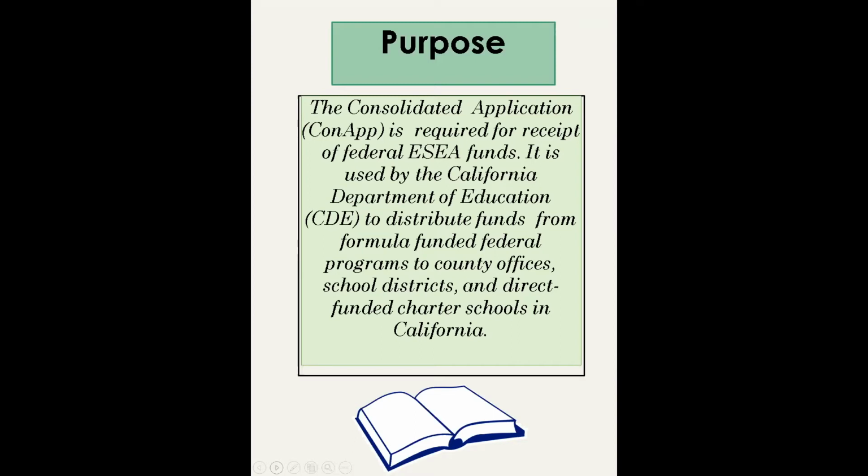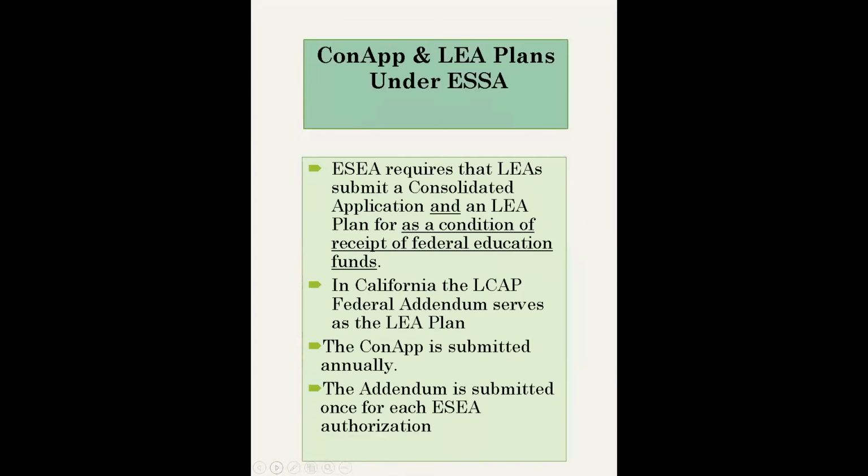All right, so let's take a look at the CONAP and the LEA plan. So I said the consolidated application, and you heard me say CONAP. CONAP is another acronym everybody uses for the consolidated application, so you'll hear that interchangeably. But I mentioned that the consolidated application is a condition for receipt of funding. In other words, if you don't have it in, you won't get the money. There's another document that's required for receipt of funding, and federal law calls it an LEA, or local education agency plan. That plan is submitted once every authorization.